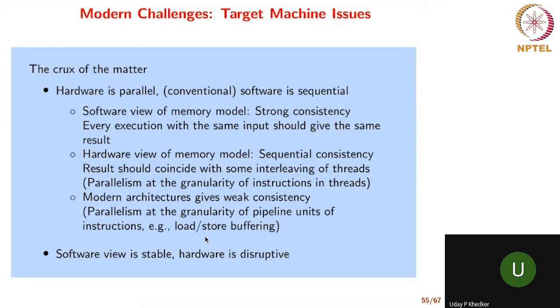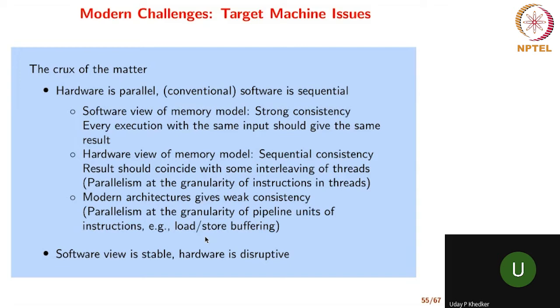It imposes what is called sequential consistency, where results should coincide with some interleaving of threads. That's the point. There are threads and you don't know whether this will execute before or that will execute before. You might have any interleaving. One will execute, then the second will execute, or the first statement of the one will execute and the second statement of the second will execute, like this. So you might have this interleaving. This is parallelism at the granularity of instructions in threads.